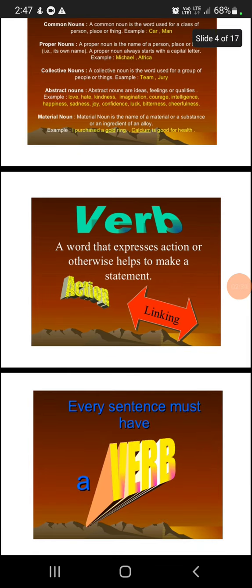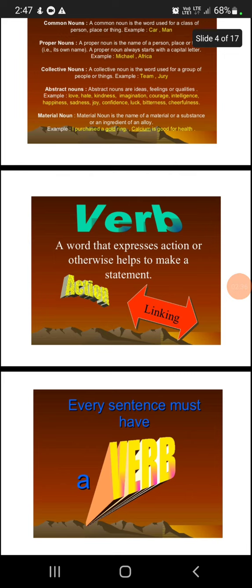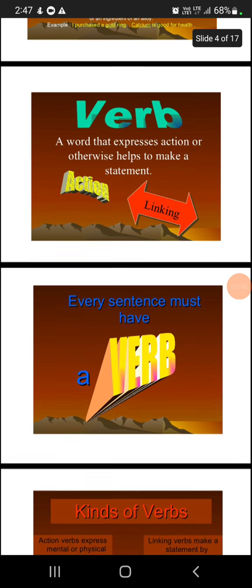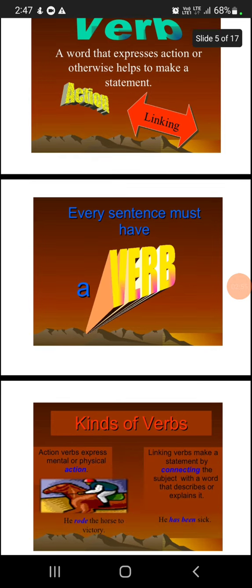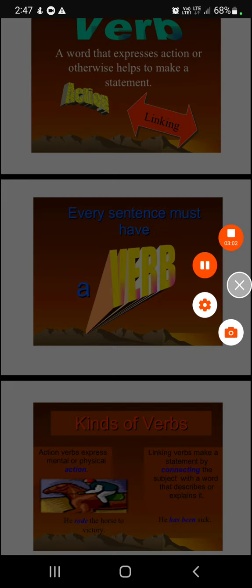And then verb. A verb is an action word, a word that expresses any action or otherwise helps to make a perfect sentence. It is a linking word between a subject and a complement, adverb or adjective. So this is a connecting action word. Every sentence must have a verb. If I am going to teach you, that comes under the category of verb.